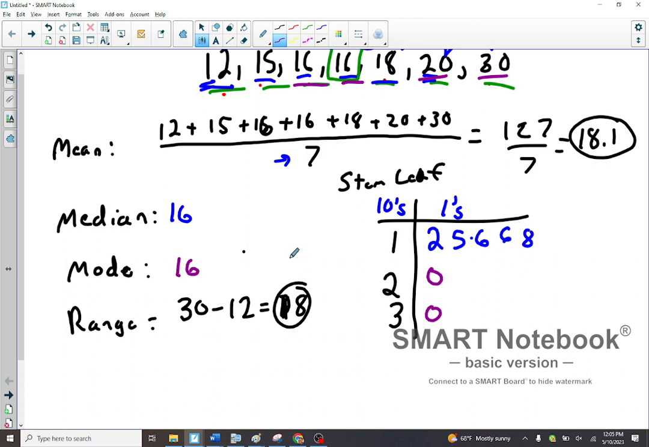Everything. Why do you do 10s and why do you do 1s? Stem and leaf.